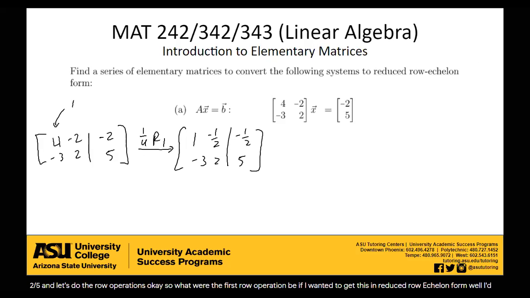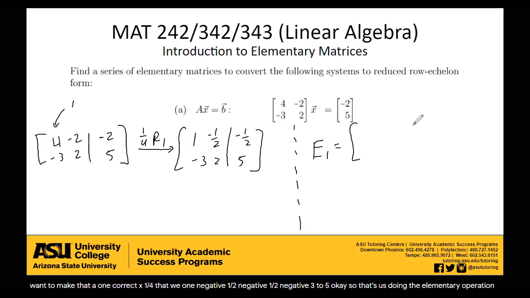Okay? So that's us doing the elementary operation. But now let's find what elementary matrix this corresponds to. I'll call this E1, my first elementary matrix. And what would it look like? So what did we do? We just took the first row and multiplied by 1/4. So the elementary matrix that looks like is 1/4, 0, 0, 1. We just take the identity matrix and multiply that first row by 1/4. That's our elementary matrix. Okay?